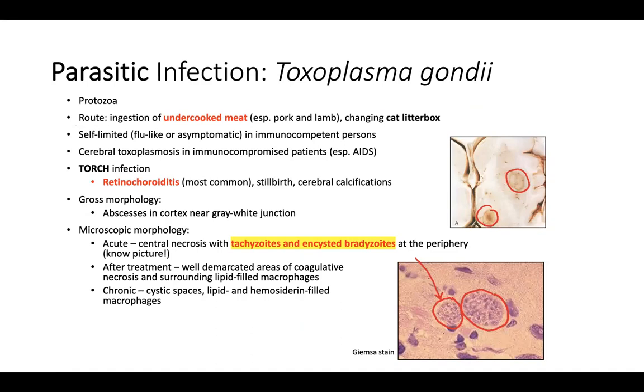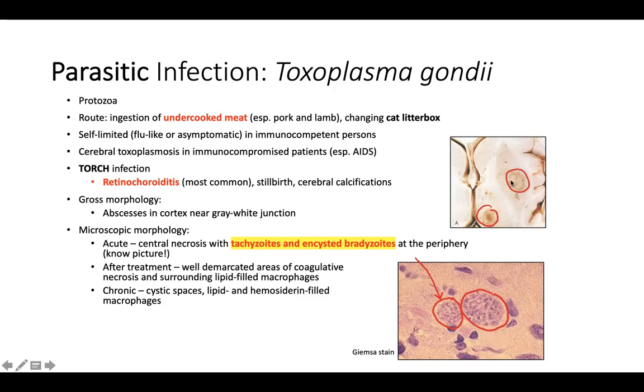So this can cause retinochoroiditis, which is the most common, could cause stillbirth or cerebral calcification. When we look at it, they've got these tachyzoites and encysted bradyzoites. So we can see all of this. We see that central necrosis at the periphery. So make sure you know this picture. She'll probably ask about it and know that it's associated with toxoplasmosis.